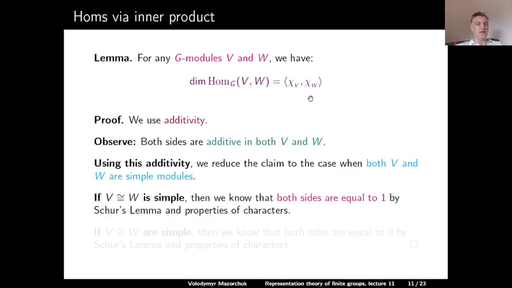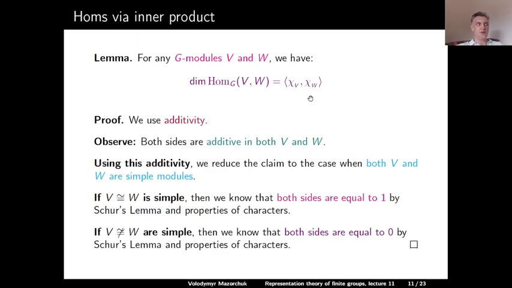In the case when V and W are isomorphic simple modules, then the Hom space between them is isomorphic to complex numbers. It has dimension 1. And we know that the scalar product of the character of the simple module with itself is 1. So Schur's lemma and properties of the character give our claim directly.